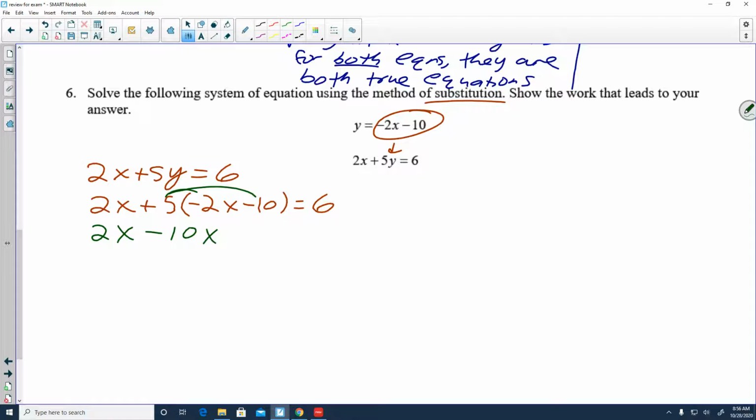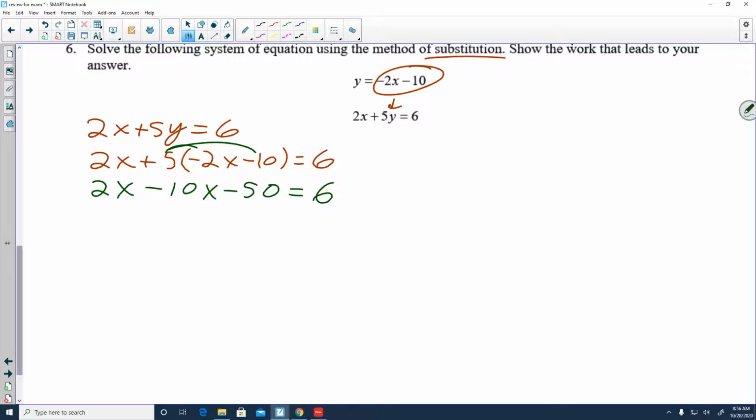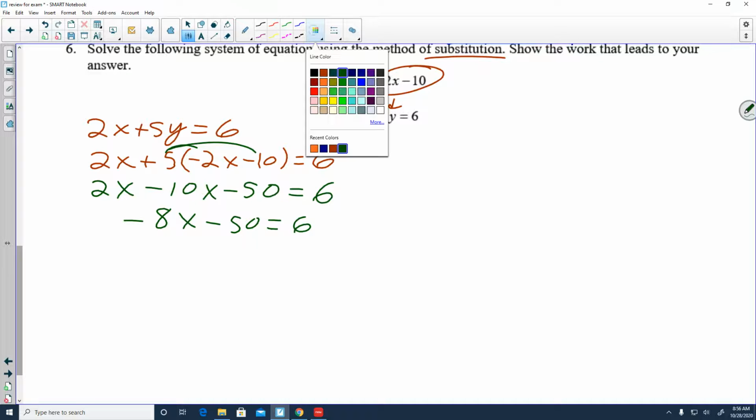5 times negative 10 gives us minus 50. And now we just solve for x. Okay? So we're going to combine like terms. 2x minus 10x gives me minus 8x. Alright? And now we just solve this regular old two-step equation that we know and love.